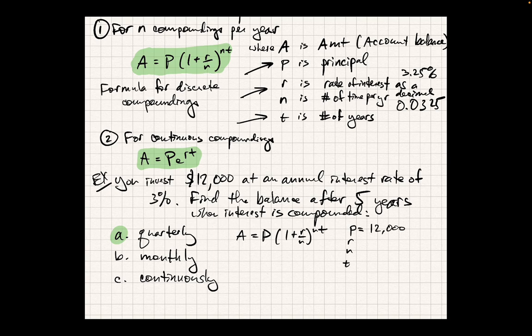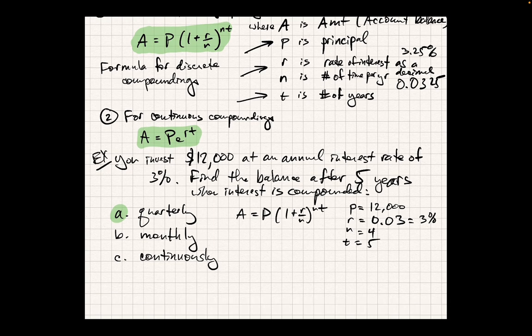12,000. R is 0.03. 0.03 is 3%. And then T is 5. N is 4. Well, N, where'd you get that? Because it's quarterly. Quarterly means it happens every 3 months, 4 times a year. So N is 4, T is 5. We get all these numbers from the problem, and quarterly comes from the problem as well. So let's plug all that stuff in.